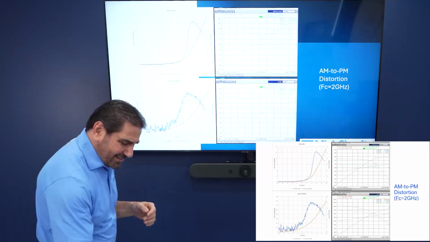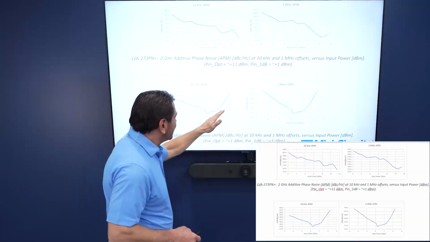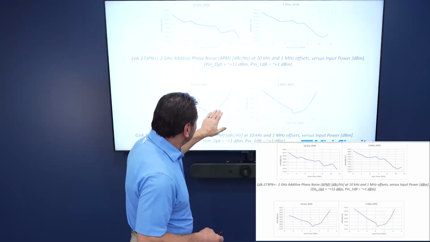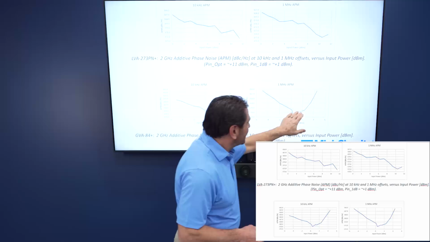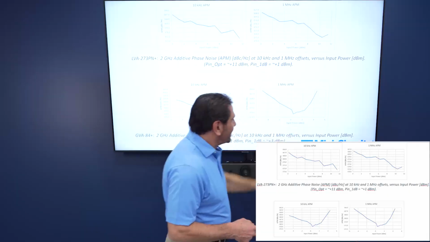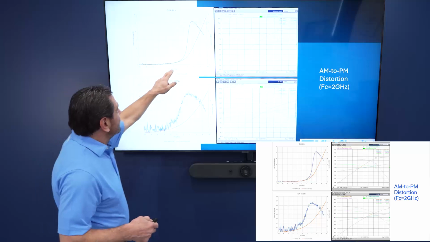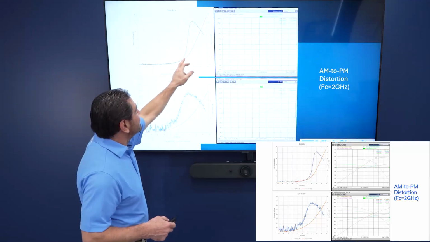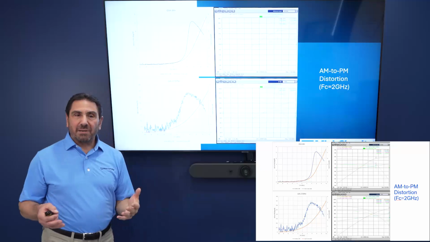Where did that inflection point start to occur? Well, somewhere around here, maybe 2, 3, right in this region. You know, we start to see that inflection point occur. So if we look, we're about here. So you can see we're not even 1 dB compressed, but we have significant AM to PM distortion.